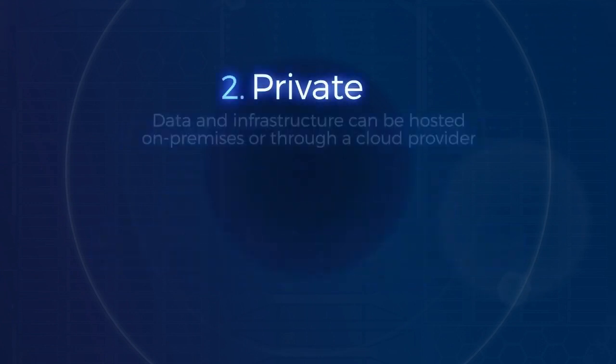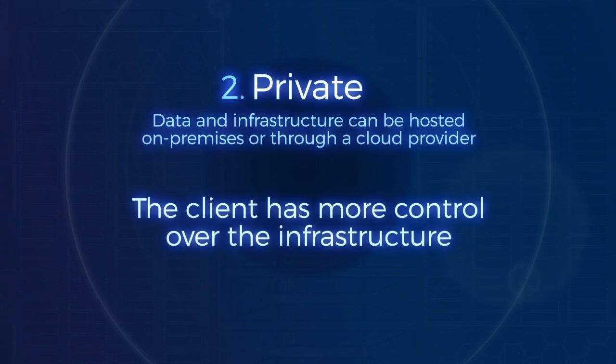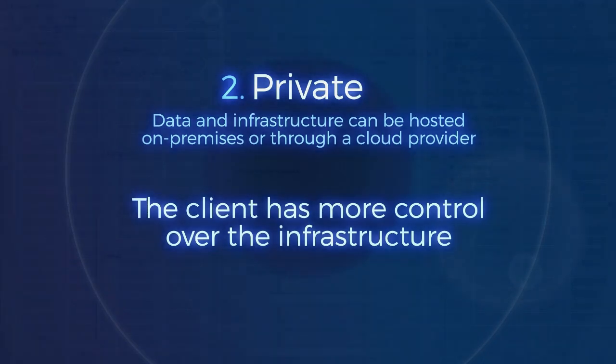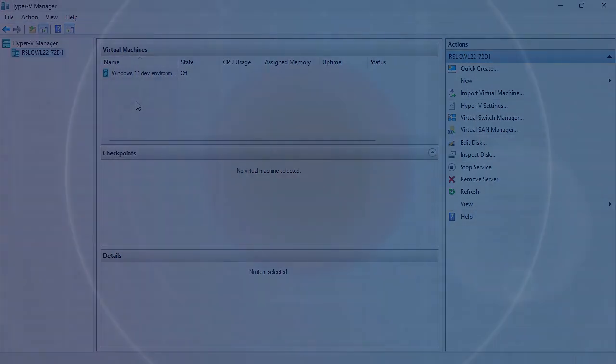In a private cloud, data and infrastructure can be hosted on premises or through a cloud provider, but the client has more control over the infrastructure. One example of a private cloud is Hyper-V, shown here. Hyper-V can host virtual machines and thus create an in-house cloud environment.